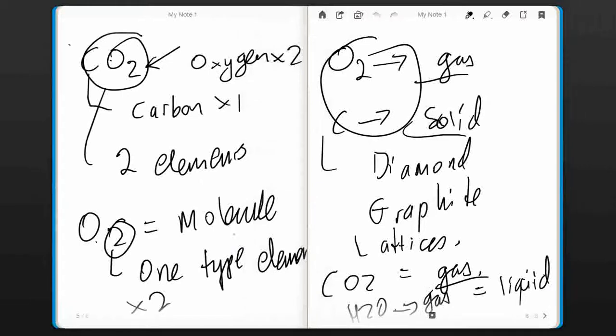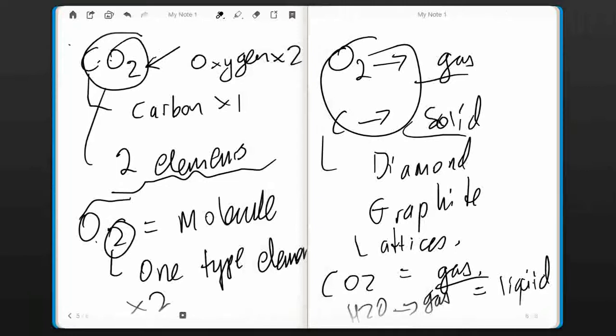Alright, so this is another compound. It's a compound because it has carbon and oxygen. So that's 2 different elements. This is a molecule because it only has oxygen. It has 2 oxygens, which means that that is a molecule. It's not an atom because an atom would only have 1 oxygen.